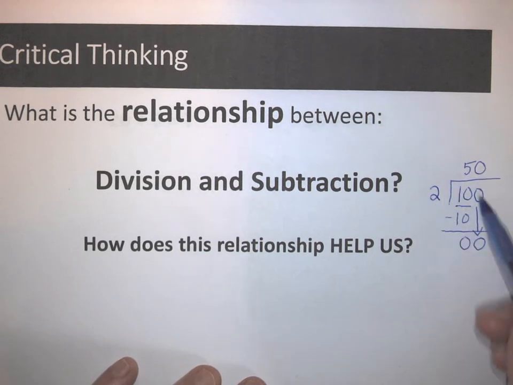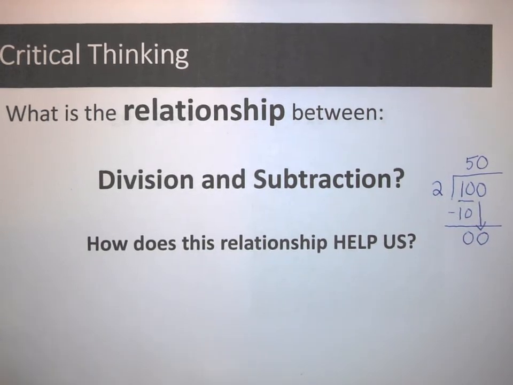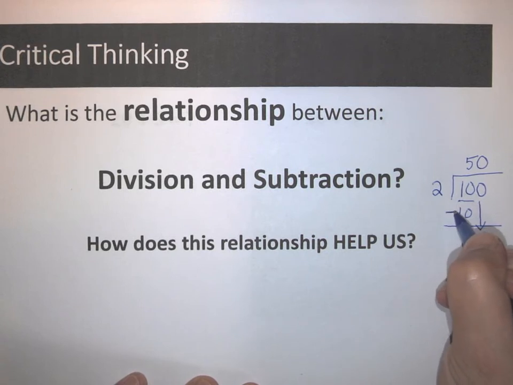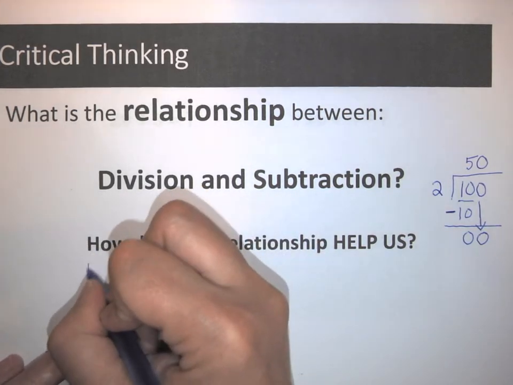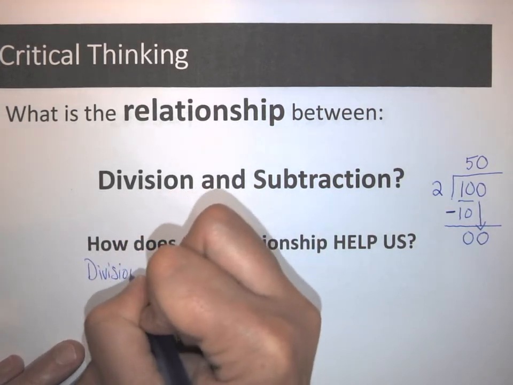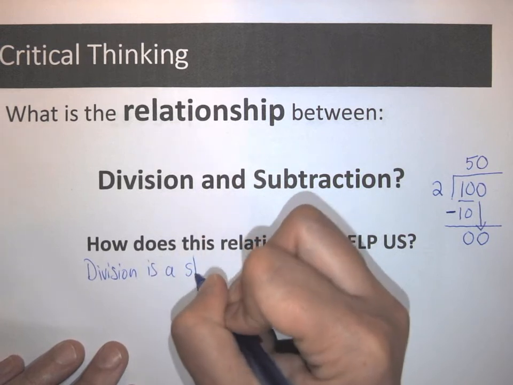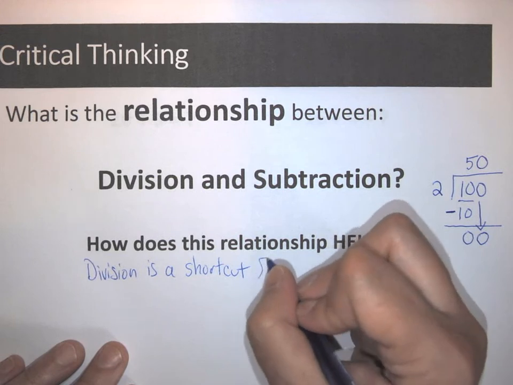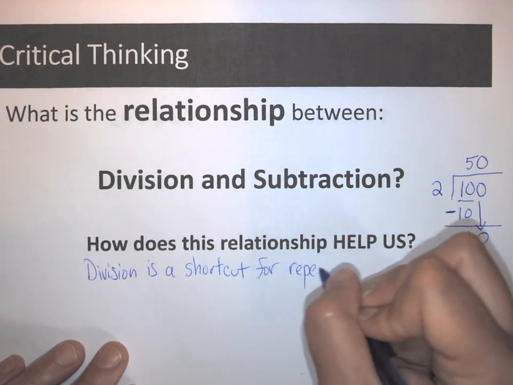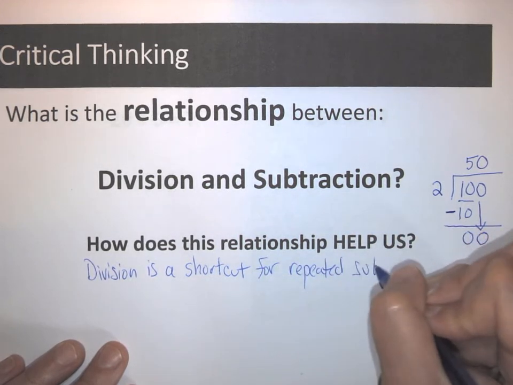And now I can see that 2 times 50 is 100. It's not my favorite way to divide. I want to actually picture it a different way, but this is the traditional way that we do long division. Well, look at the relationship here. Inside the division, we had a subtraction happening. And so what we have is that division is a shortcut. So it's a shortcut relationship. A shortcut for repeated subtraction.